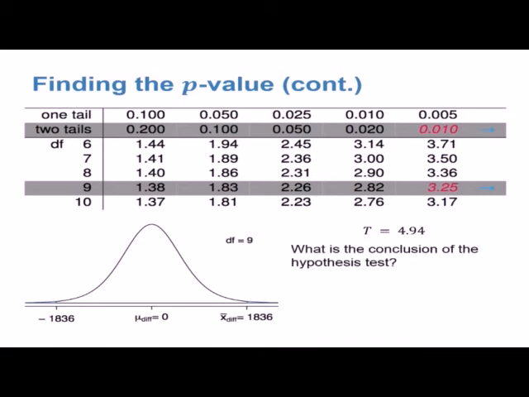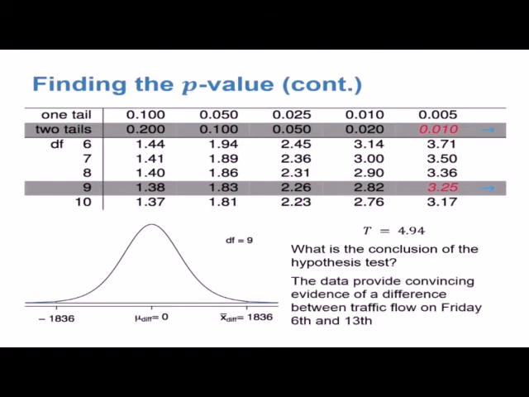So what is the conclusion of our hypothesis test? Well, since 4.94 is greater than 3.25, we would expect our p-value to be smaller than 0.010. That is, at a 5% level of significance, the data provide convincing evidence of a difference between traffic flow on Friday the 6th and the 13th.